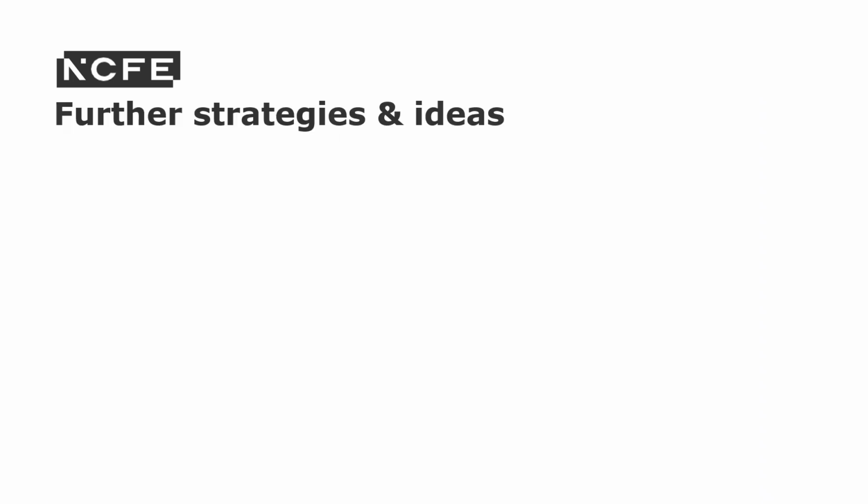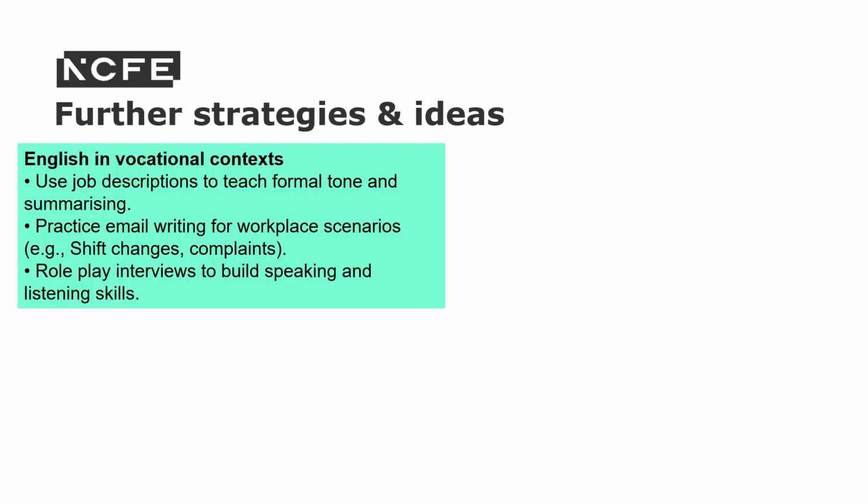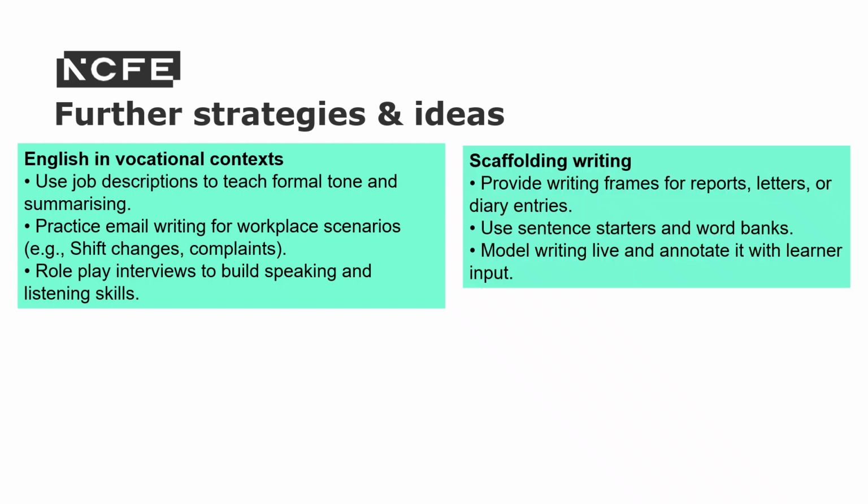So next, having a look at some further ideas and strategies. So English in vocational context. Use job descriptions to teach formal tone and summarising. Practice email writing for workplace scenarios, for example, shift changes or complaints, and role play interviews to build speaking and listening skills. Scaffold writing, so provide writing frames for reports, letters or diary entries. Use sentence starters and word banks, and model writing live and annotate it with the learner's input.